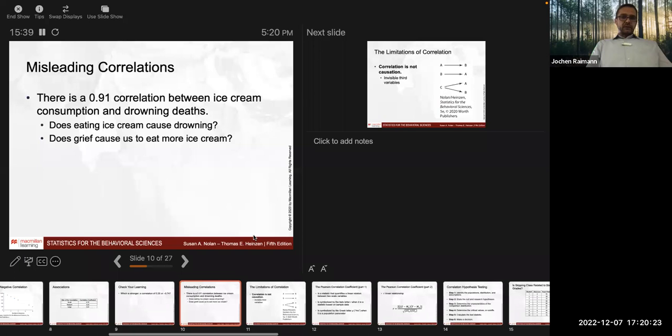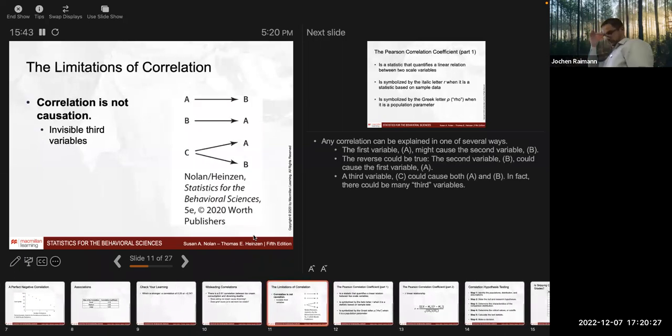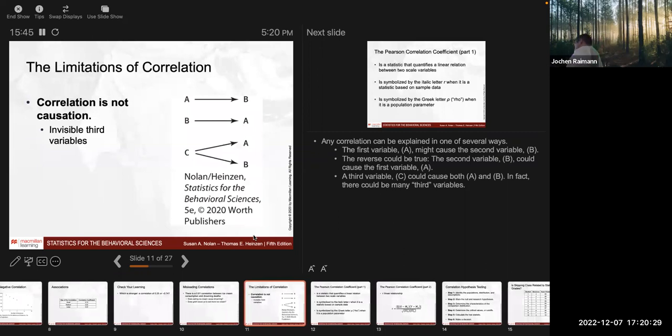So don't be convinced that ice cream eating causes death. Independently, that's in some shape or form extreme, but it's basically a spurious correlation. So you have invisible variables. You have essentially this scenario: the confounding variable C that associates with the outcome and the exposure.